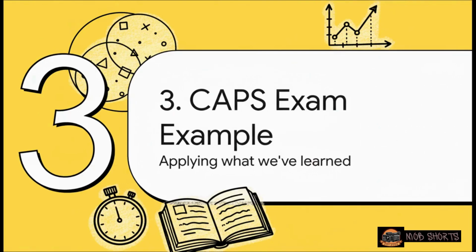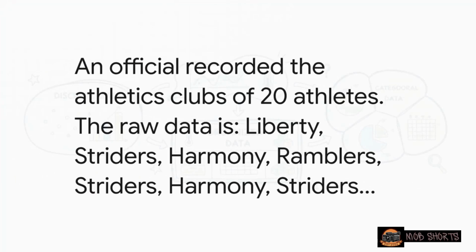Right, theory's over. Let's put this into practice with a question pulled straight from a past exam paper. This is exactly the kind of thing you can expect to see in paper 1. Okay, here's the scenario. We have a list of 20 athletes and their clubs. First question for you. What type of data is this?